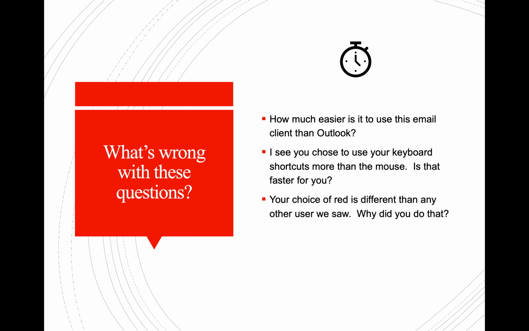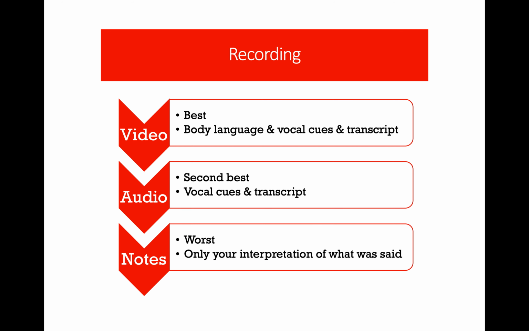And the third question: your choice of red is different than any other user we saw. Why did you do that? This question is problematic because it's going to make the user feel weird, like they're a strange person or a weirdo, and you don't want to make your participants feel uncomfortable like that. So you have to be careful about your wording.